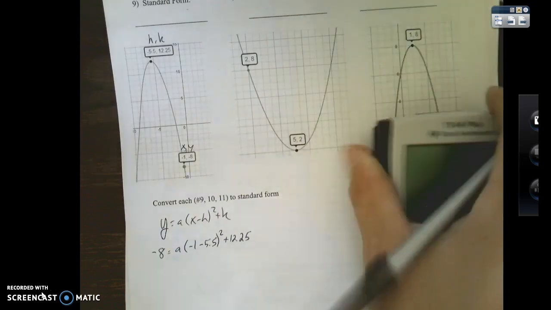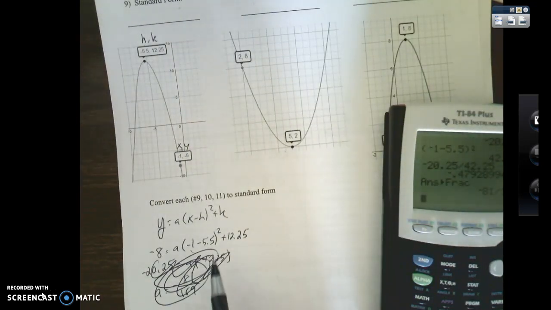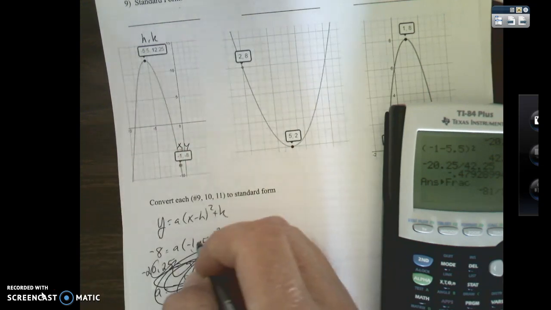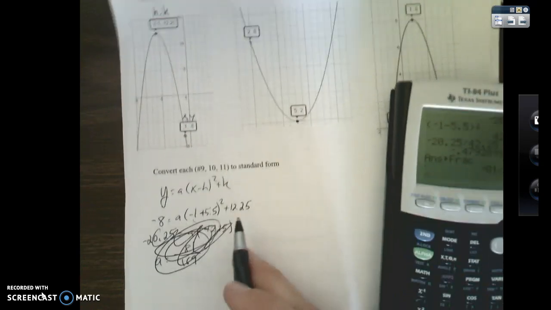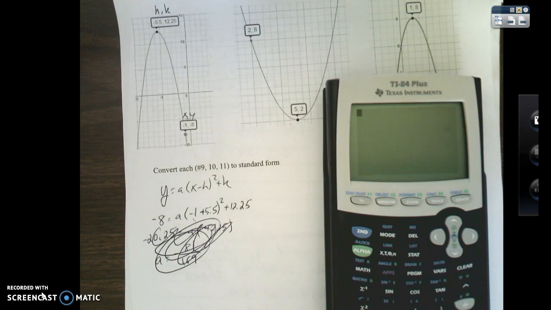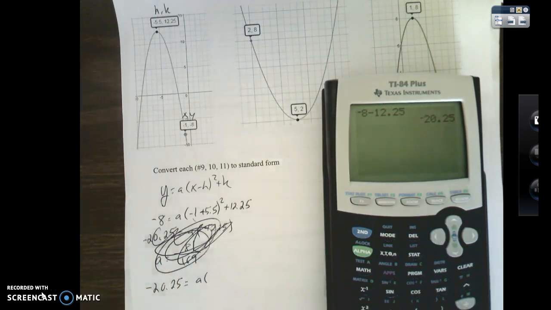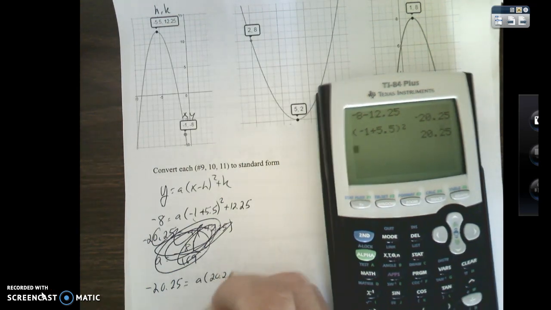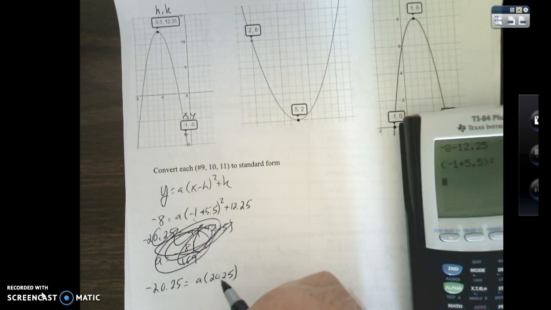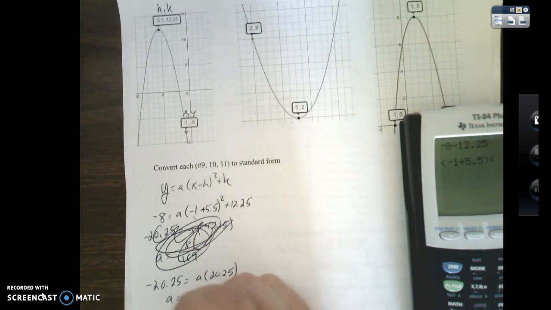Now we solve this. So bear with me, because there's a lot of decimals here. Just kidding, made a mistake. When you have negative 5.5 and you're plugging that in for your h, it's minus it, so this becomes a plus. Just wanted to make sure we're cool with that. So now I'm going to subtract over the 12.25. Negative 8 minus 12.25, and I get negative 20.25 equals a. Now here, in parentheses, I can put negative 1 plus 5.5. Don't make that silly mistake I made. And I get 20.25. Much better. Now, if I divide both sides by 20.25, I get my a is negative 1.